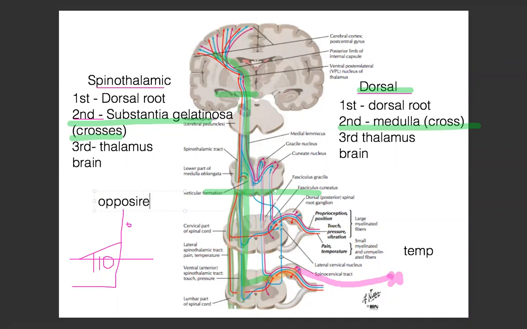Why is it on the opposite side? Because the spinothalamic tract crossed before it reached that level. Make sense? But the dorsal column is on the same side because it didn't cross yet. Did you get that? Or is it still confusing?